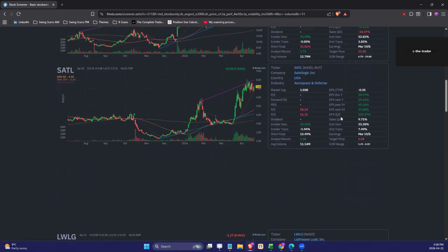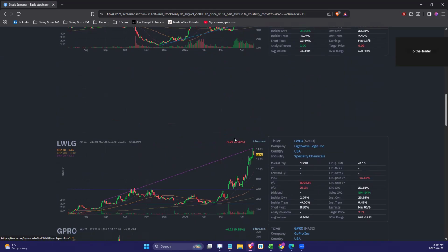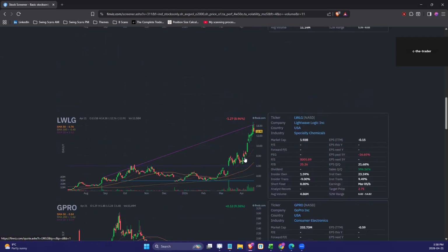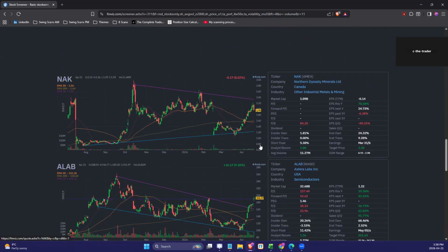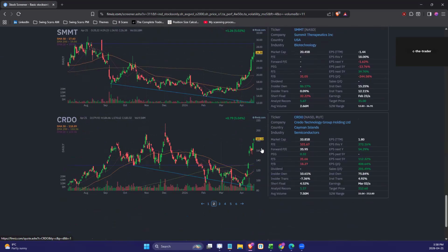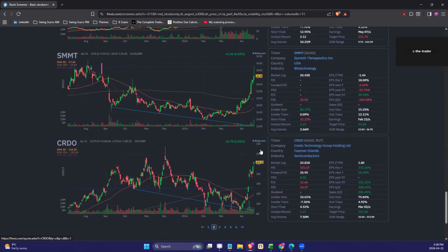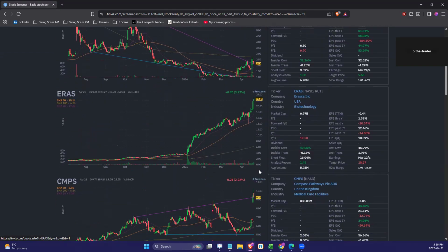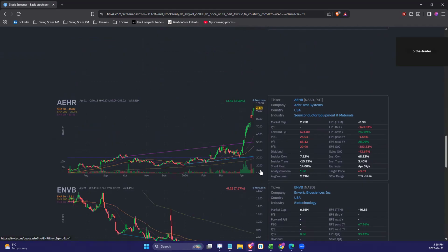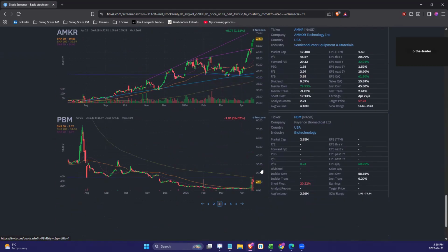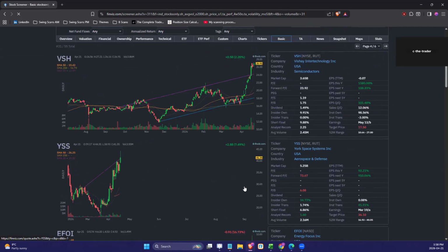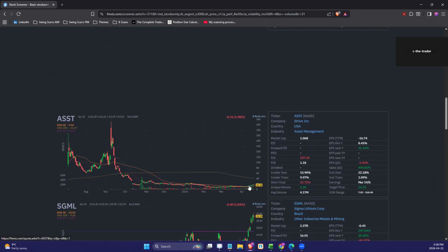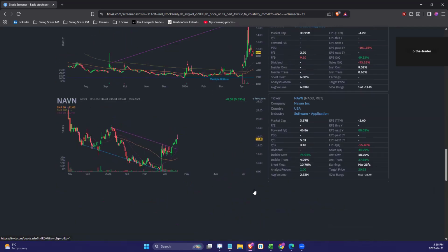See, this still looks the best to me out of everything in my scans. This one looks like, you know what I mean? Wants to go. I like the volume. No. Summit, that's some biotech name.